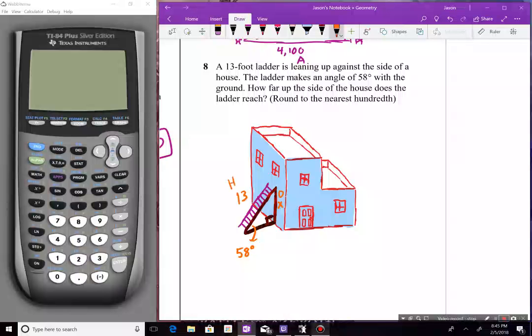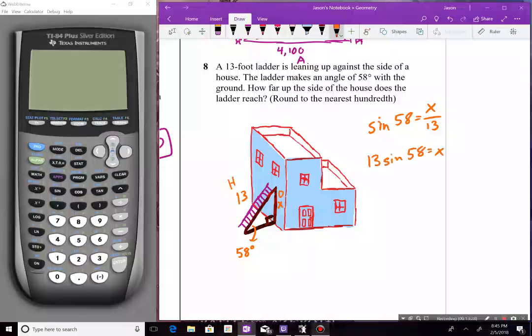So if we go back to SOHCAHTOA, that is sine. So sine of your angle 58 equals x over 13. Now our variable is at the top, so we take the bottom and multiply. This gives us 13 sine 58 equals x.